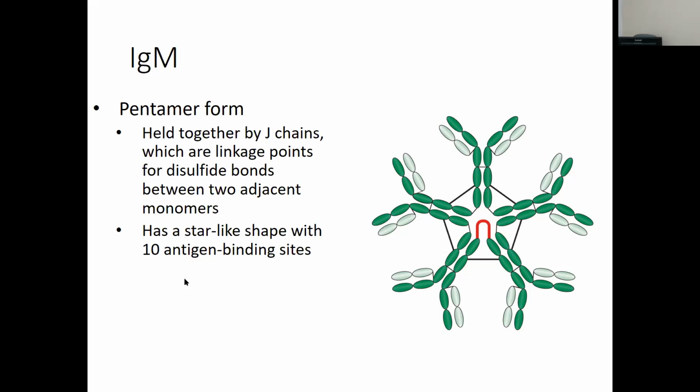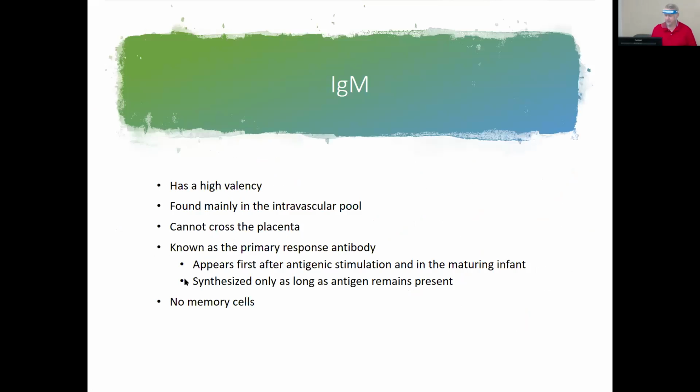So the biggest thing here is it has 10 antigen binding sites. If we're doing antigen antibody testing, again, to remind you, this is the one that's best because it has 10 sites for binding the antigen. So if we're looking for a reaction, we see that easier if we use an IgM antibody against the antigen. So it has a high valence, found mainly intravascular. This is not one that's going to find its way out of the vascular system.